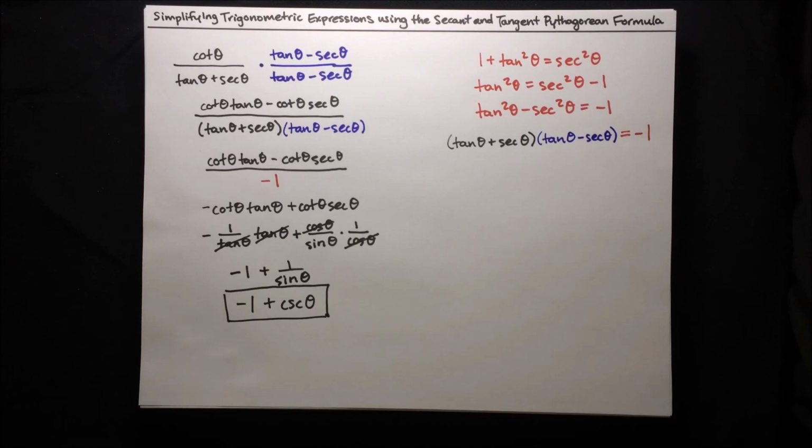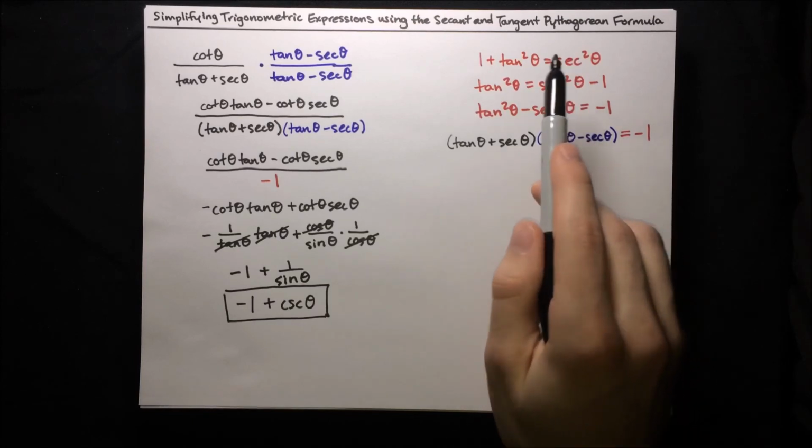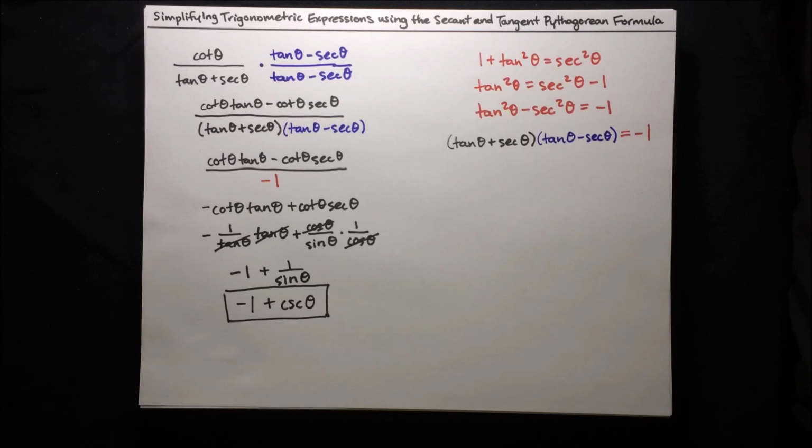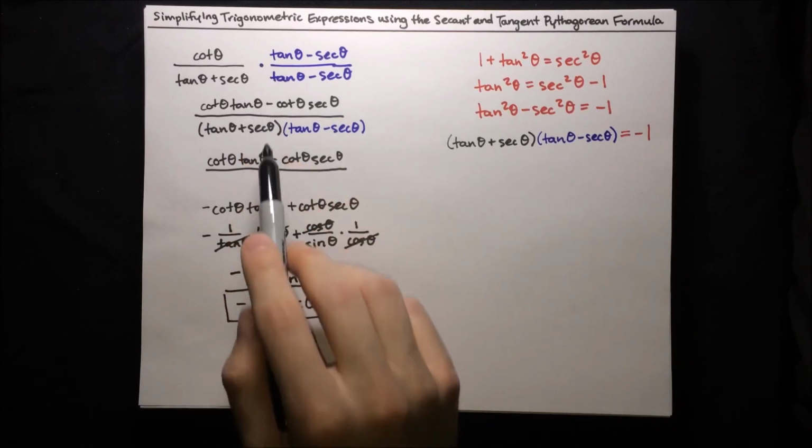So now we have at our disposal two trigonometric Pythagorean formulas. There's the sine and cosine one, and there's also the secant and tangent one. And in the future, we'll also learn about a cosecant and cotangent formula that we can use to simplify expressions in a similar manner.